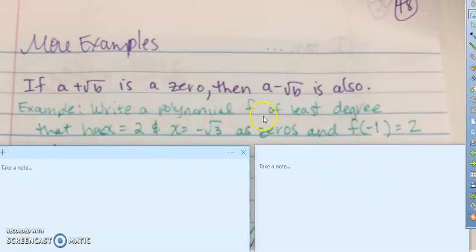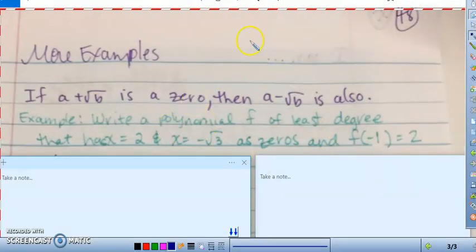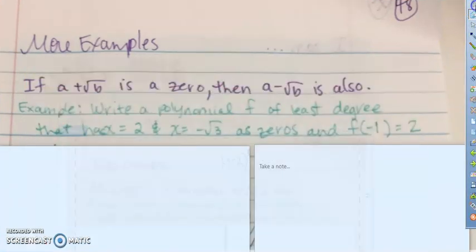It says write a polynomial f of least degree that has x equals 2 and x equals negative square root of 3 as zeros, and f of negative 1 equal to 2. The reason it says of least degree, because technically when I go to write the factors of this, I could have x minus 2 to the third power, which would still give me x equals 2 as a value of my x-intercept. So instead, because it says of least degree, I'm going to write it as x minus 2 to the 1 power instead. So that's what it means by of least degree.